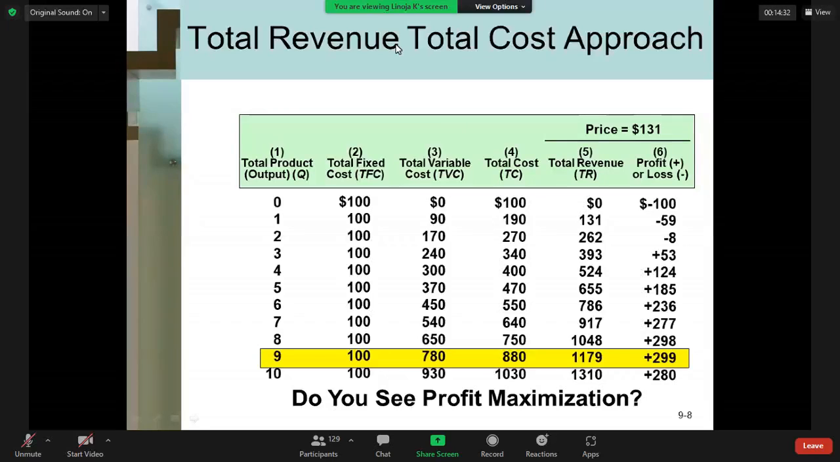What you're asking is why the total fixed cost is added to every quantity value. Total cost is obtained by the addition of total fixed cost plus total variable cost. Right? 100 plus 170 is equal to 270, like that.